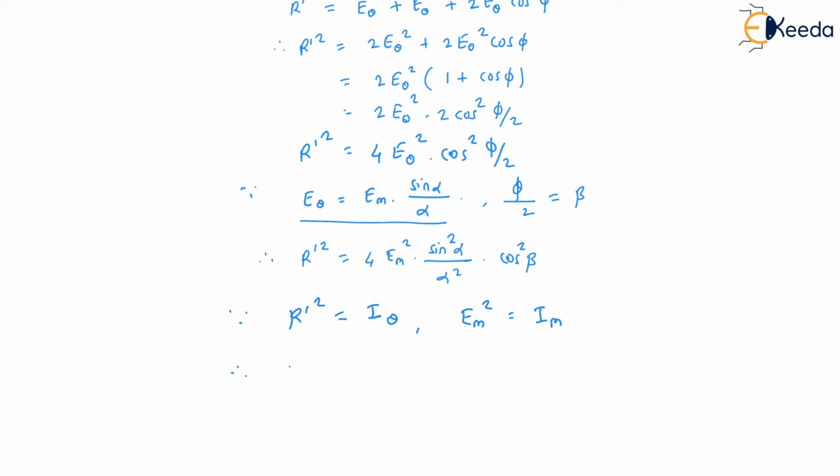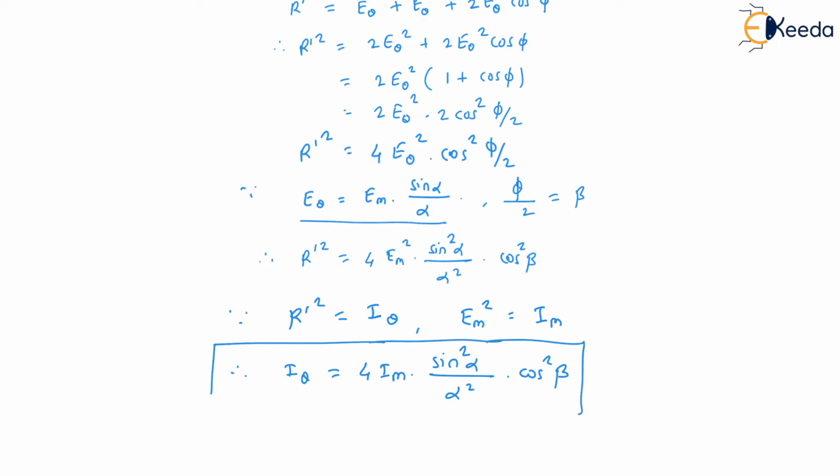So here the equation will be what? I theta is equal to 4 into Im into sine square alpha divided by alpha square into cos square beta. So this is the final equation for resultant intensity at point P, and that point P is due to the interference of two waves which are coming from S1 and S2.